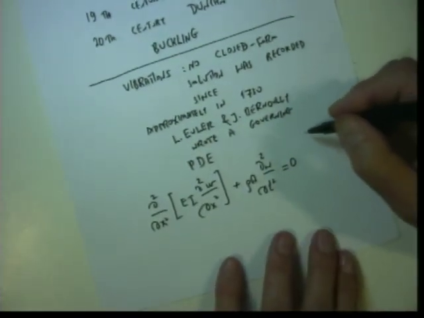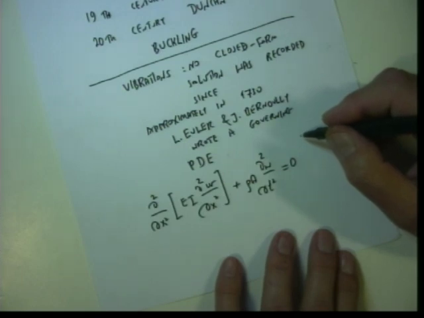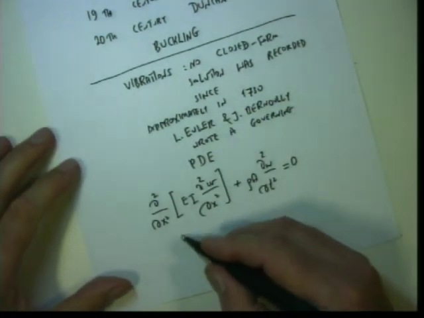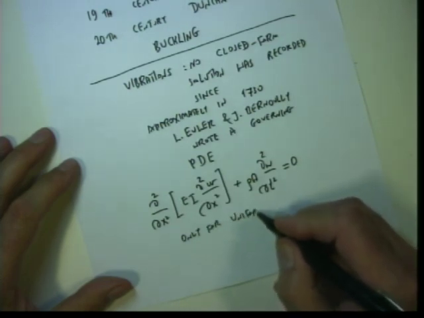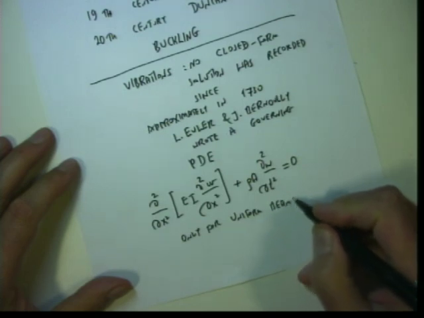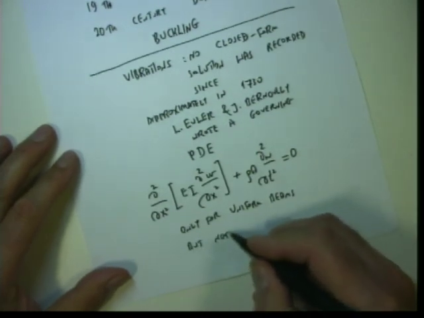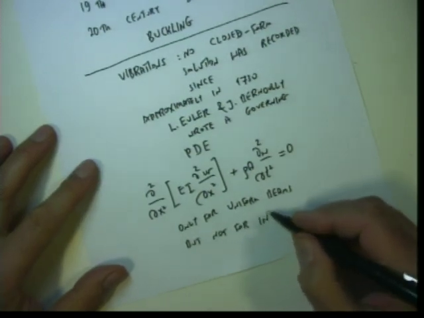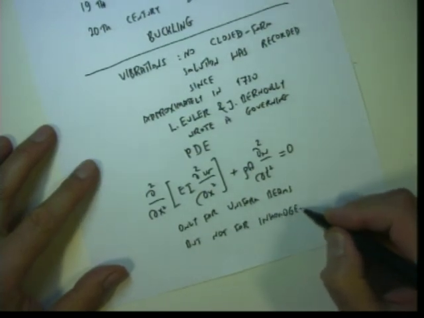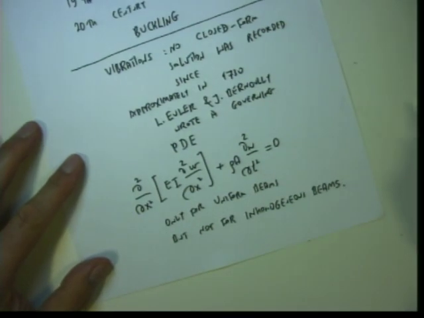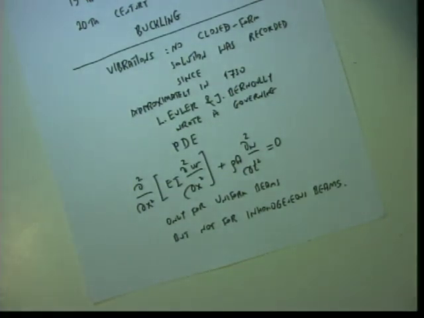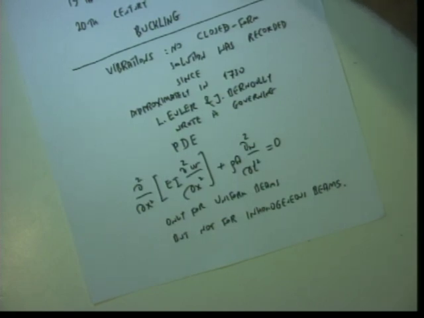So there are closed form solutions only for uniform beams, but not for inhomogeneous beams. Okay? So we will first deal with buckling, and then we will deal with vibrations today.